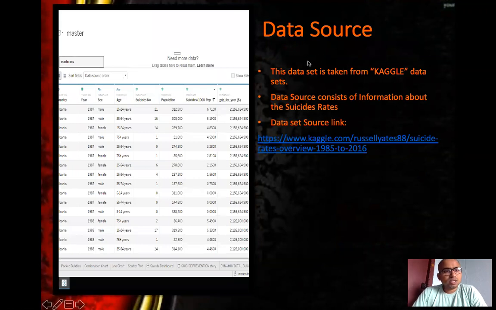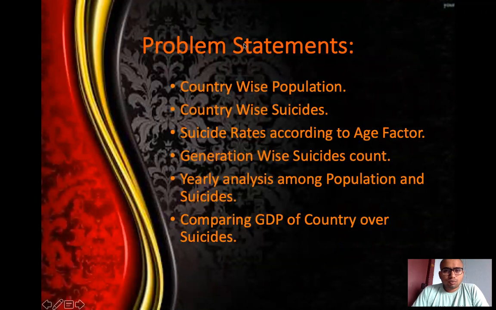Data source. This data source I have taken from the Kaggle datasets. The dataset I chose is about the suicide rates overview. We have the link over here to download the dataset. I found some problem statements like country-wise population and country-wise suicides.